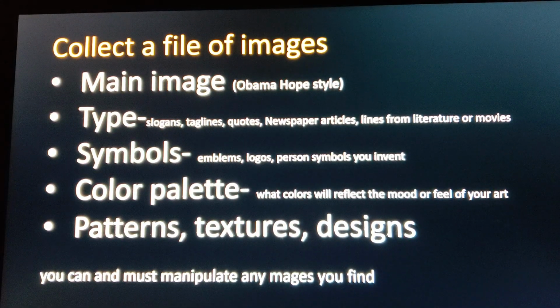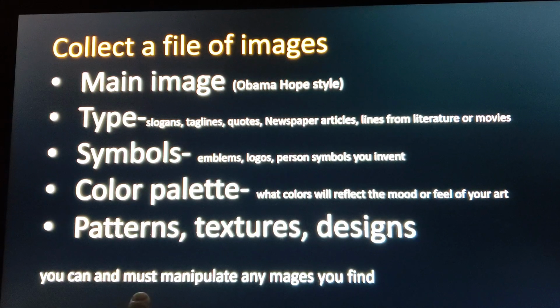Collect a file of images, okay? This is what you're gonna do. You must have a main image, okay? And you're gonna do that main image in that Obama Hope style. We're using a couple values, a couple different colors. You have to have type somehow. The type could be slogans, taglines, quotes, newspaper articles, lines from literature or movies, okay? Symbols, you have to have some symbols in there. The symbols could be emblems, logos, or personal symbols that you invent. A color palette, you have to pick out colors that will reflect the mood or feel of your art. And last, you have to include either patterns, textures, or designs.